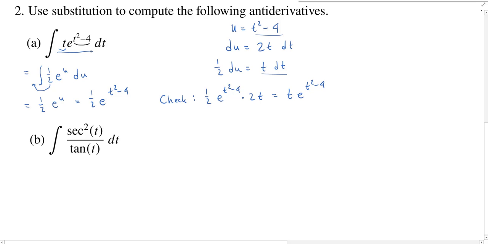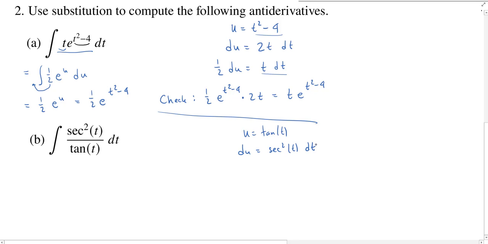All right, let's look at part B now. So again, I'm looking for a function whose derivative also shows up. And okay, let's see. Well, there's only a couple functions to deal with here. And ooh, tangent, what's its derivative? That's right, it's secant squared. So let's try that substitution here. u equals tangent of t. Then du will be secant squared t dt.